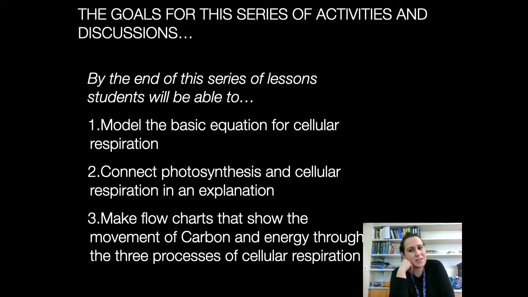You've already kind of been asked to do that on your last test. You were asked, why do plants need chloroplasts and mitochondria? But think about that. Why do they need both? Think about the function of those organelles, and it will make sense at the end of this. And then three, make flowcharts that show the movement of carbon and energy through the three processes of cellular respiration, very similar to the flowcharts that you've made with photosynthesis.